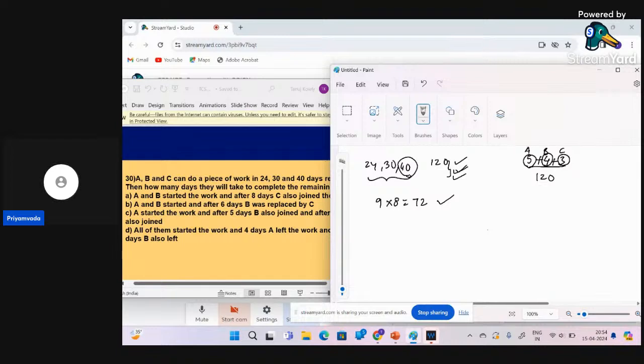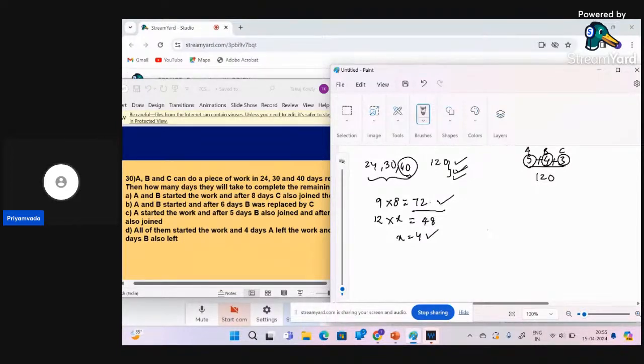Now C also joined them to complete the work. If C also joined them, how many parts of work are done in a day? 12 parts, because 5 plus 4 plus 3. So 12 into x, we don't know how many days they are working together, because that is what we have to find out, equals the remaining work. Out of 120 parts, 72 parts of work are done. How many parts of work are left? 48 parts. So x equals 4. It means that after A and B worked for 8 days, C also joined them to complete that work in 4 days. I hope it is clear for everyone.